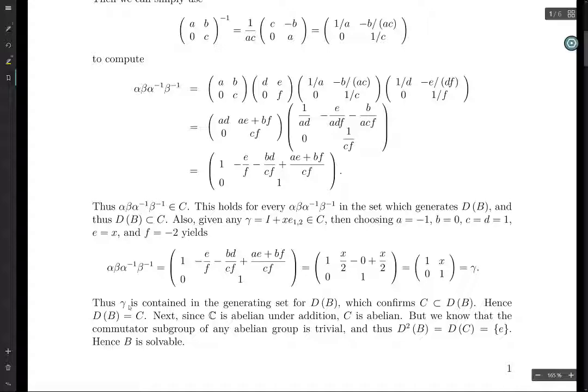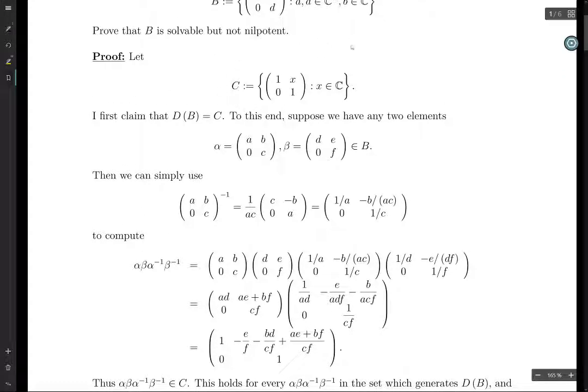We know that C is abelian. The complex numbers are abelian, obviously, and so C is abelian, because C is just things of the form 1, x, 0, 1, and so if you take, come on, pen.